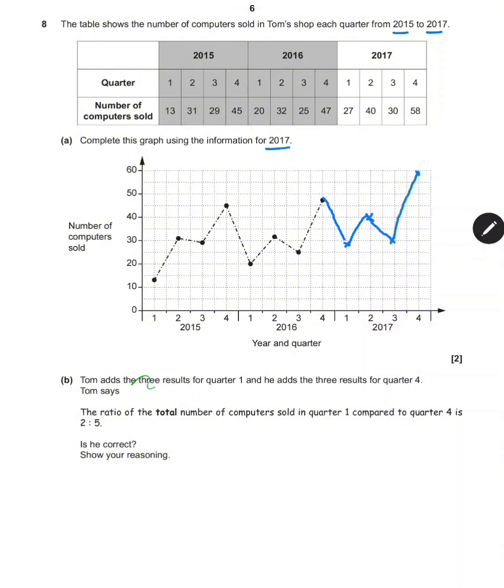Part B says Tom adds the 3 results for quarter 1 and he adds the 3 results for quarter 4, and it says the ratio quarter 1 to quarter 4 is 2 to 5. Is he correct? So I'm going to look at quarter 1 first and see what's happening there. Quarter 1, we've got 13, 20 and 27. So let's add those together.